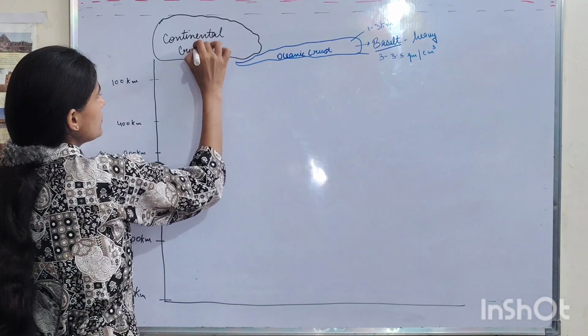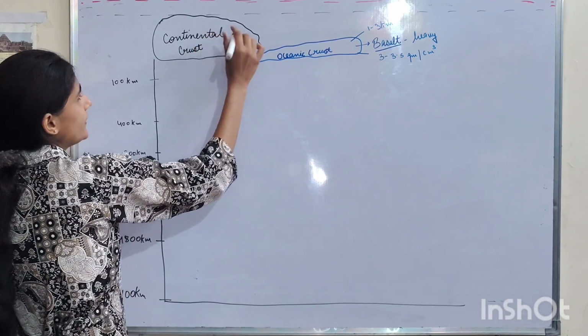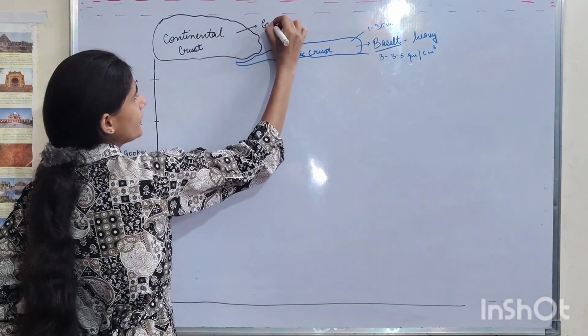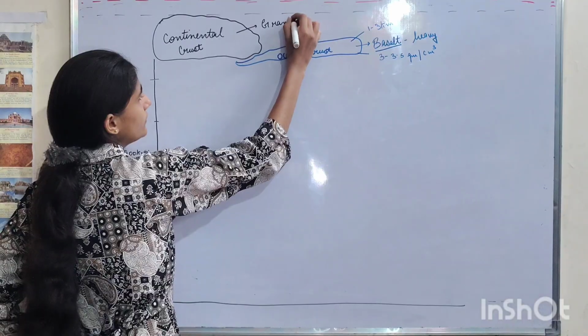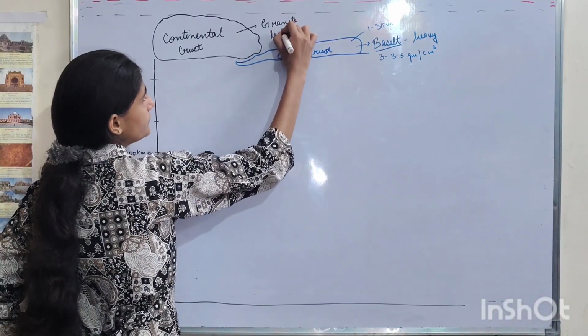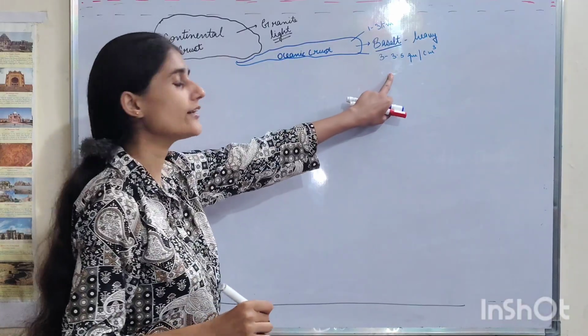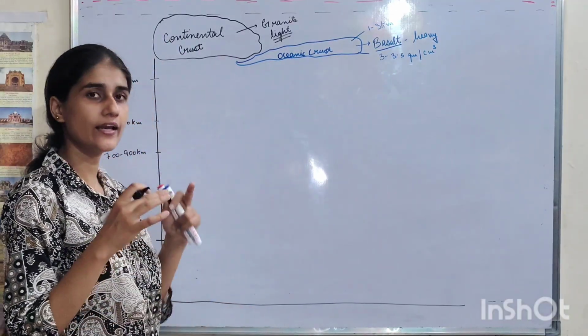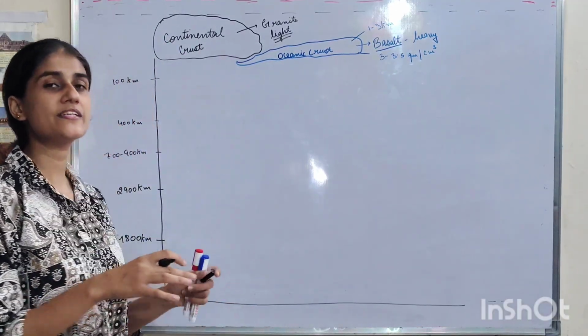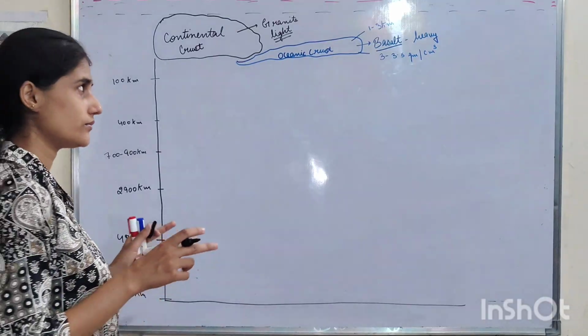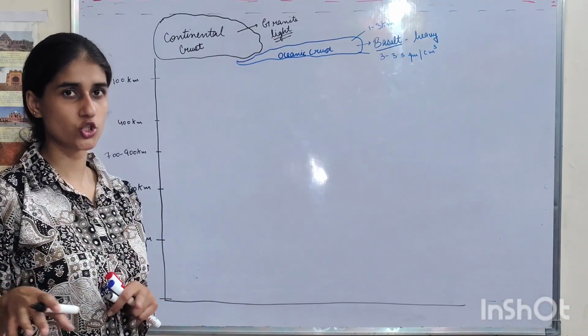continental crust. So continents are made up of granite. These are light. ये बेसॉल्ट से और ओशनिक क्रस्ट से थोड़े हल्के होते हैं, therefore ये कभी सिंक नहीं करते. We'll study this later in the next topic.